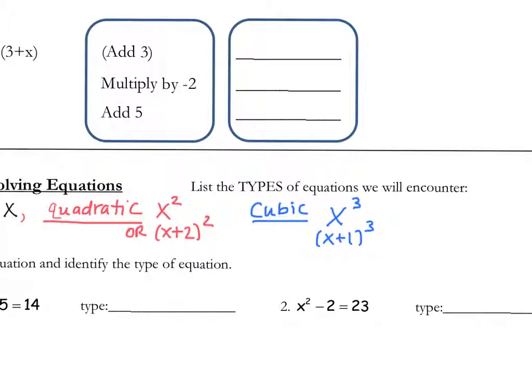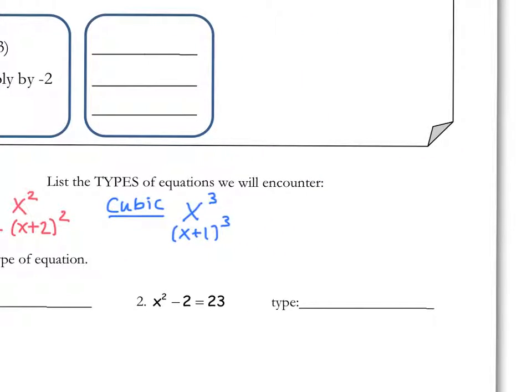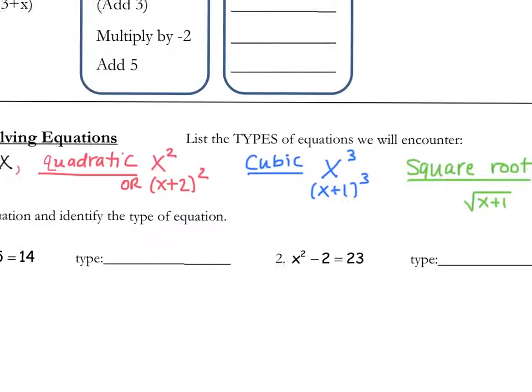The next one is going to be a square root function. So you guys have seen square root functions before. It's no different than what you've seen. It's just going to have a square root. So sometimes just the x has the square root. Other times there's more than one thing under the square root. But if you see that square root symbol, then you know it's a square root equation.